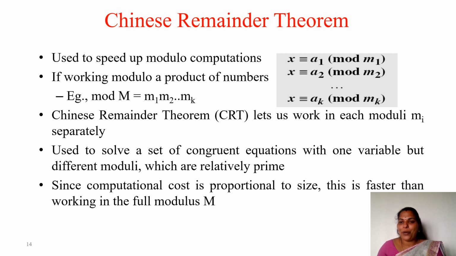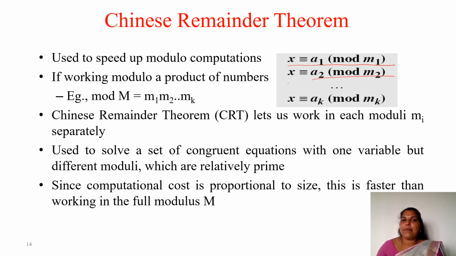Next is a very important algorithm, the Chinese remainder theorem, also called CRT. It is mainly used to speed up modulo computations when working modulo a product number. It is given like this: x congruent to a1 mod m1, x congruent to a2 mod m2, up to x congruent to ak mod mk.